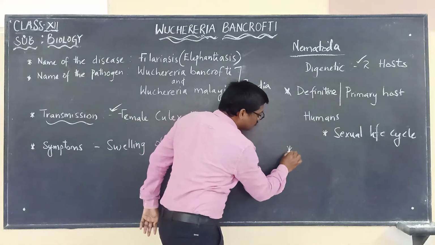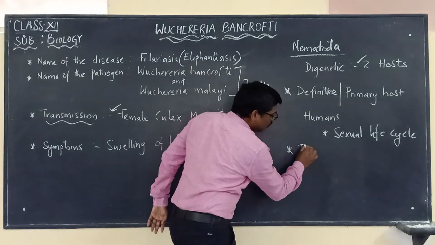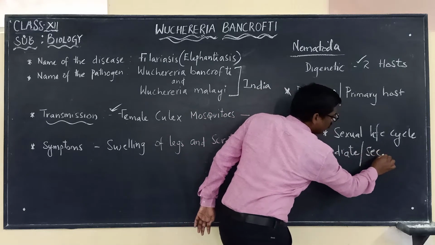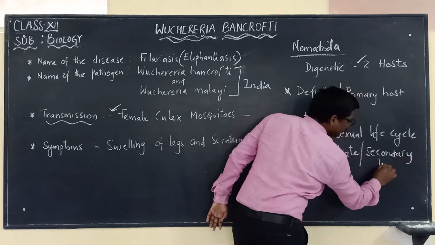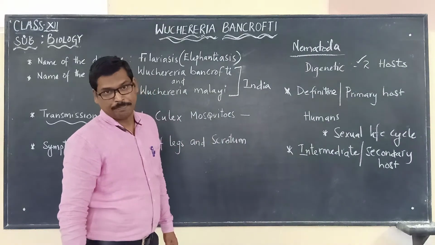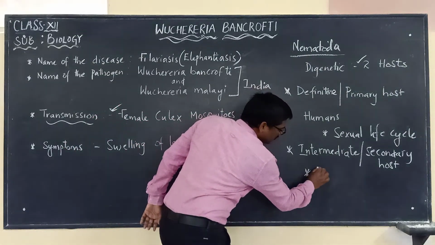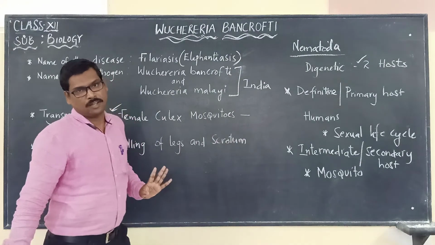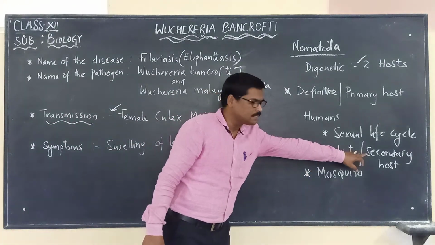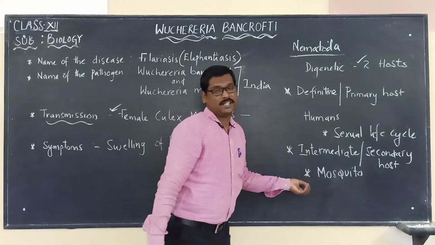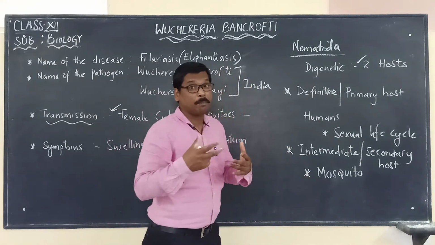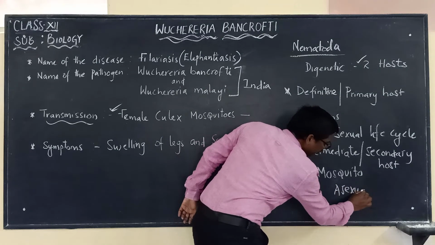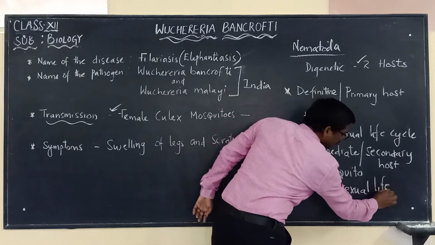And the other host is the intermediate host, which in simple terms we call the secondary host. Here, the secondary host is nothing but the mosquito, the Culex mosquito, in which it completes the other part of the life cycle. Other part of the life cycle means the asexual life cycle. Its asexual life cycle will be completed in the mosquito.